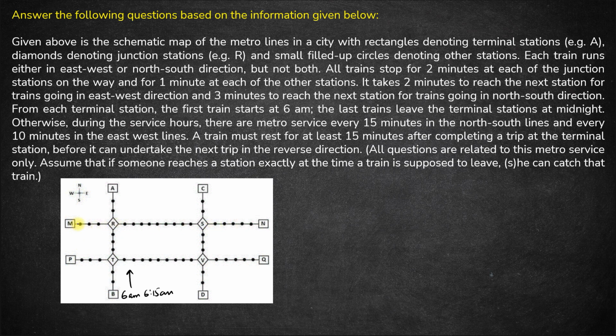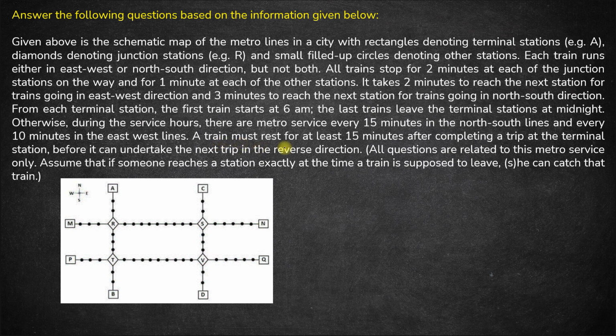Similarly, in the east-west direction, a train is every 10 minutes. So if the first train starts from M at 6 AM, the next will start at 6:10 AM, then 6:20 AM, and so on. Okay? Fine.